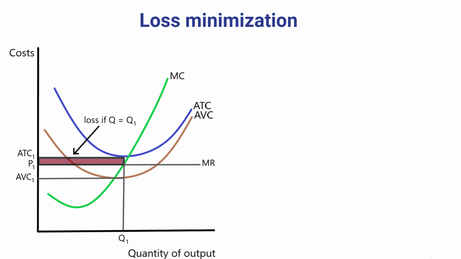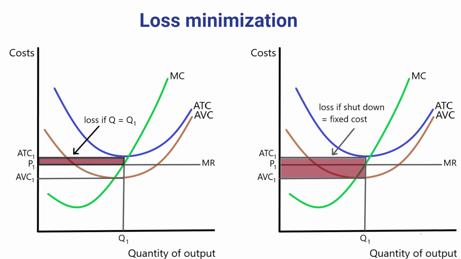But if it shuts down, it would lose all of its fixed costs. And we know that in the diagram on the right now, the height of that rectangle is equal to average fixed cost. We multiply that by the number of units, and that gives us total fixed cost. So if the firm shuts down, it would lose that big rectangle on the right. If it continues to operate, it would lose that smaller rectangle in the diagram on the left. So in this case, the firm would choose to stay in business.